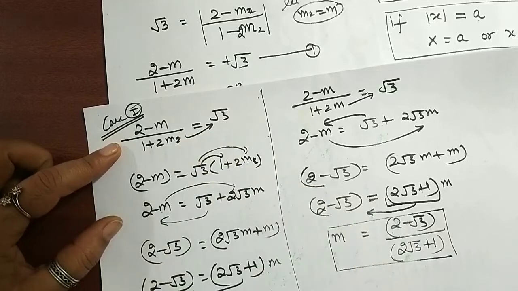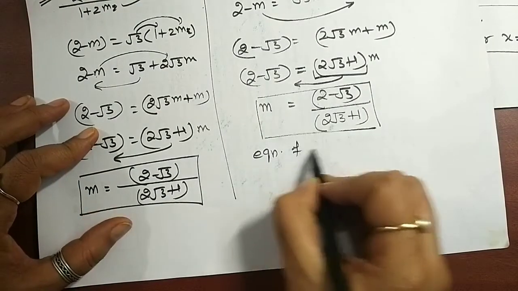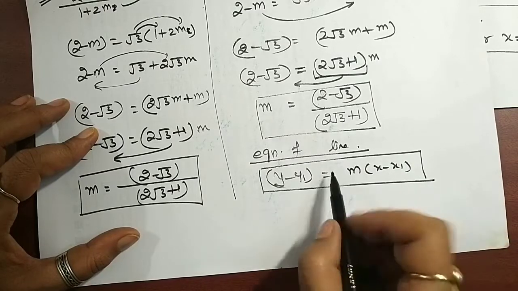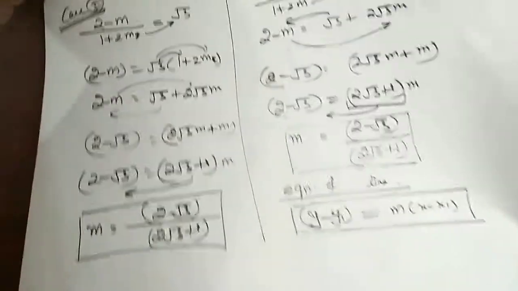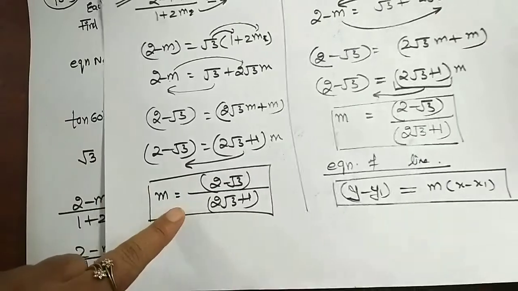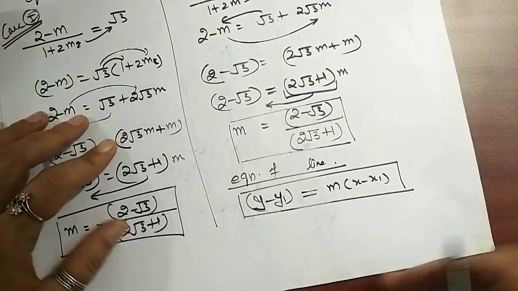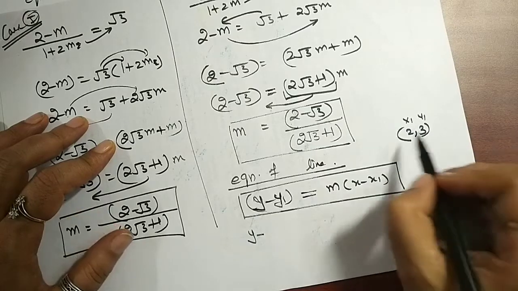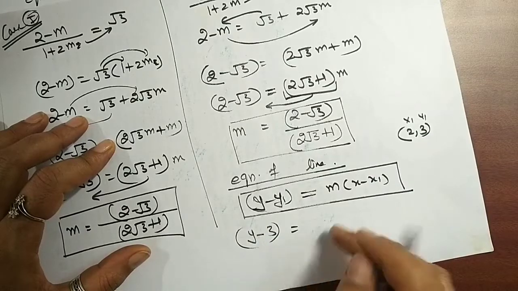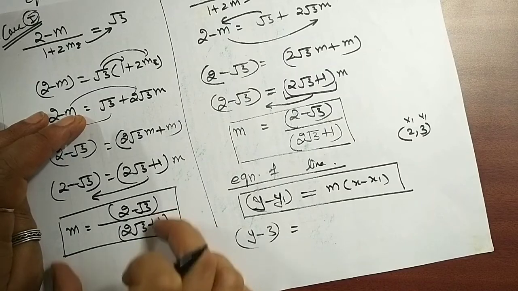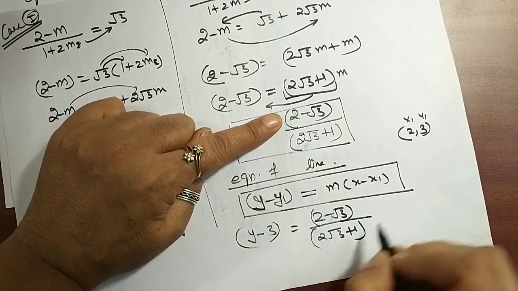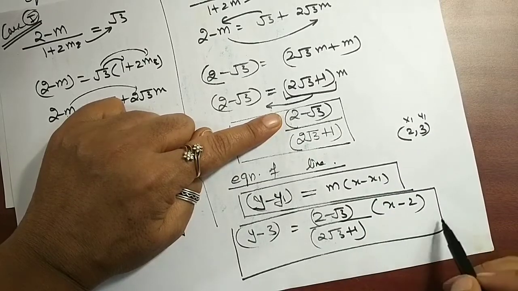So because of the mod problem, I got two possible m values. So what will be my equation of line? The equation of line will be y minus y1 equals m into x minus x1. Formulas, please always write in a box. Right, this is my formula. What was the point given? The point given was 2, 3. And what is the slope? It is this. So x1 is 2 and y1 is 3. So y minus 3 is equal to m. Let me write the equation for case 1 here and case 2 here. So this is 2 minus root 3 by 2 root 3 plus 1 into x minus x1, which is 2. So this is my final answer.